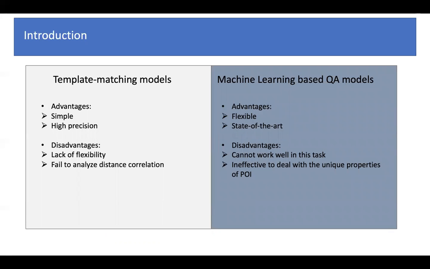Traditional template matching methods convert the question to formal representations using predefined rules and are very simple and have a high precision. However, the form of the queries always varies from person to person. Simply doing query matching lacks flexibility. Based only on text, they always fail to analyze distance correlation. Machine learning-based QA models calculate the similarity scores between queries and the POIs. Nevertheless, they cannot work well in this task, since it is ineffective for them to handle the unique properties of POIs, such as tags and location entities.